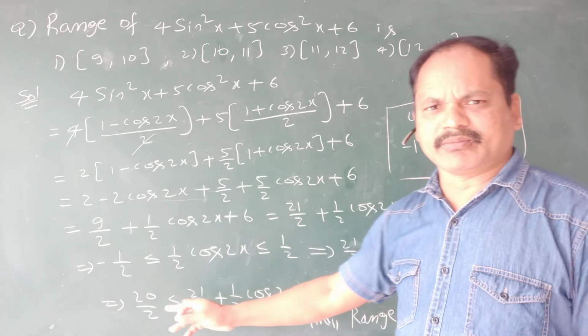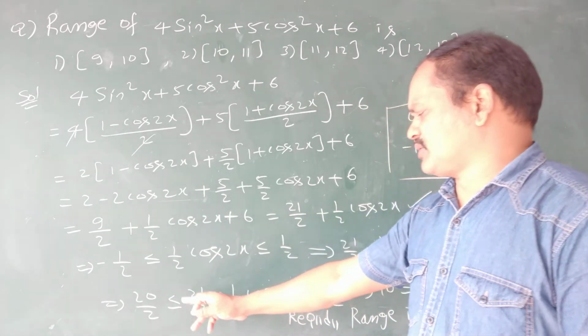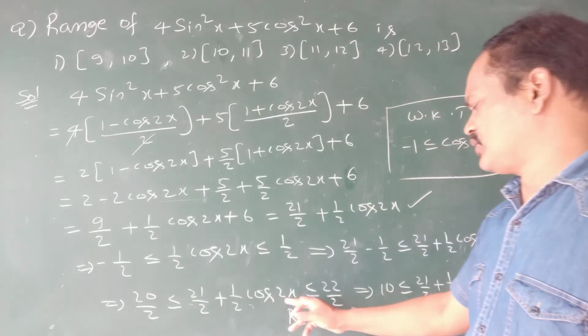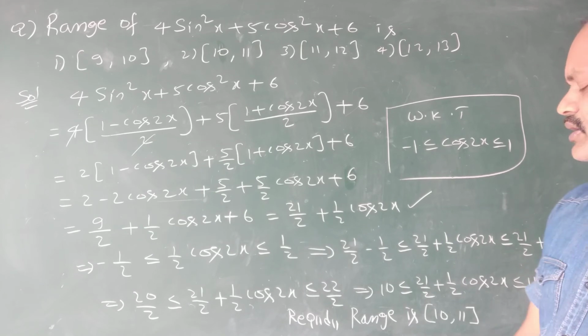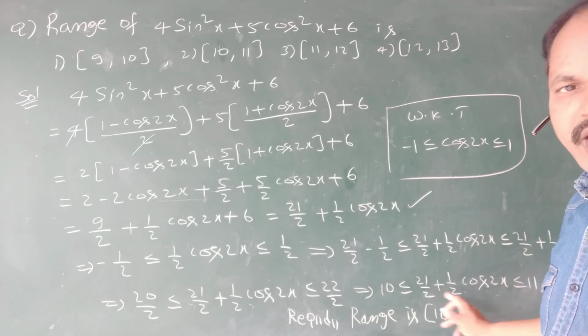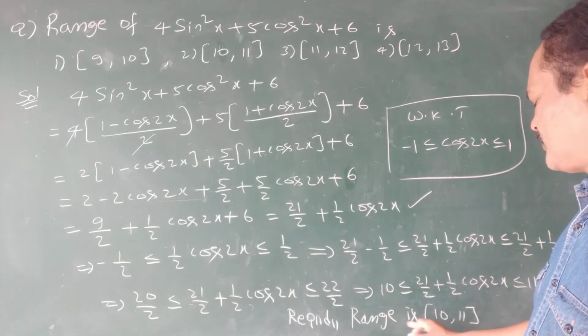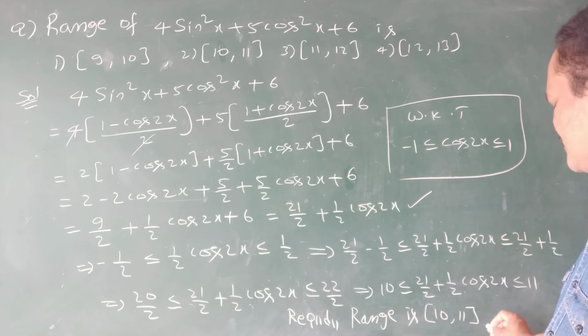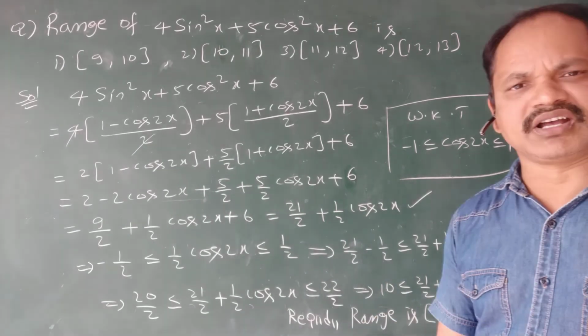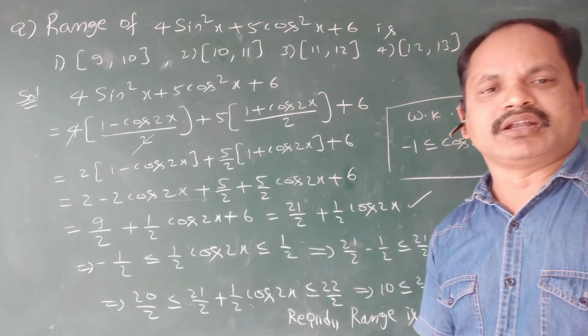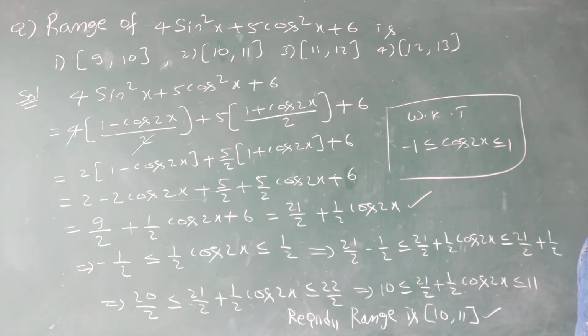So 21 by 2 minus 1 by 2 is nothing but 20 by 2, and now this is 22 by 2. So this is 10 and 11. The minimum value is 10, the maximum value is 11. So the range of the function is closed 10 to 11. That's all. Now we are going to the next question.